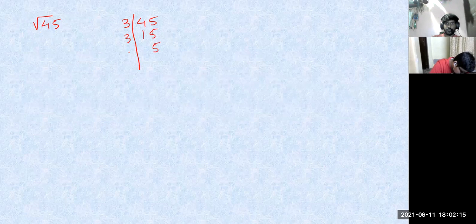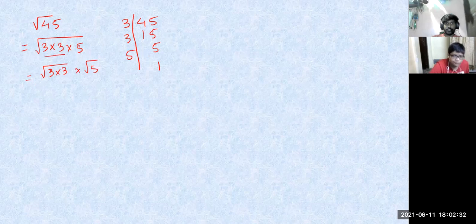Okay, after that, write this root of 45 and then you find out the prime factors of 45. So that was 15, 5 and 5 ones are 5. So this you will write as 3 into 3 into 5. Then you can separate it. When you make the pair and 5 here, this will become root of 9 into root of 5. And you know this is 3 and then the root 5.